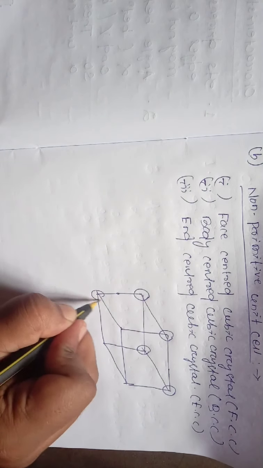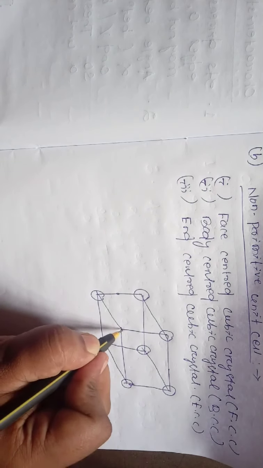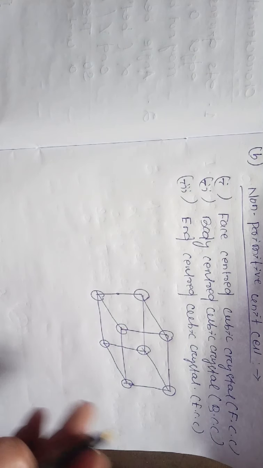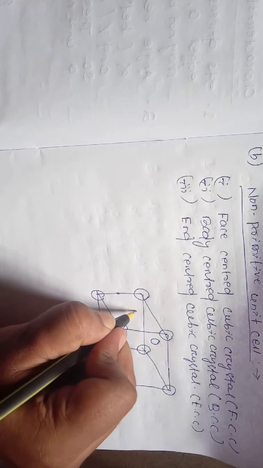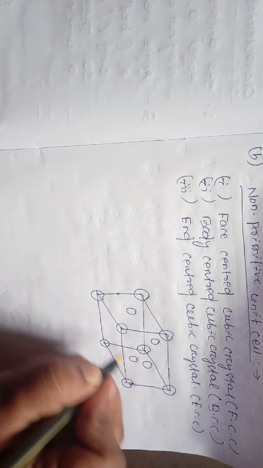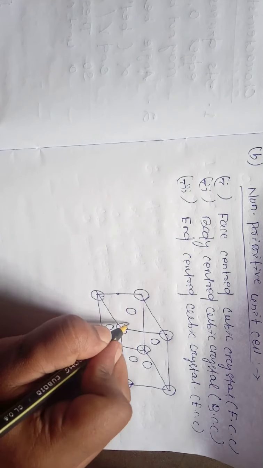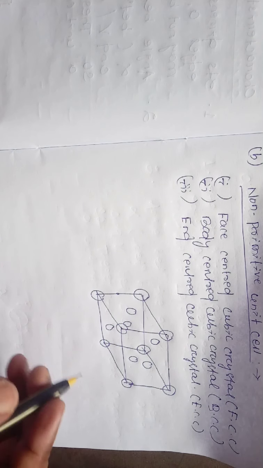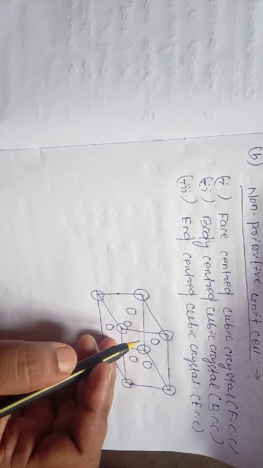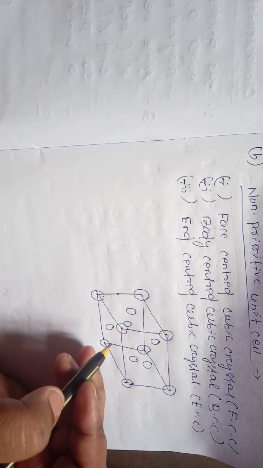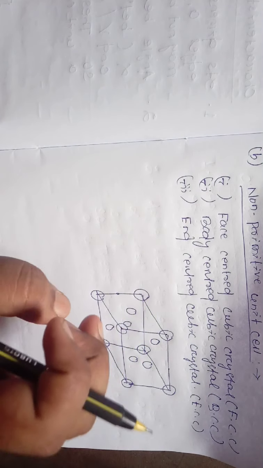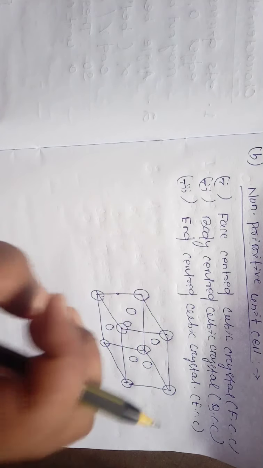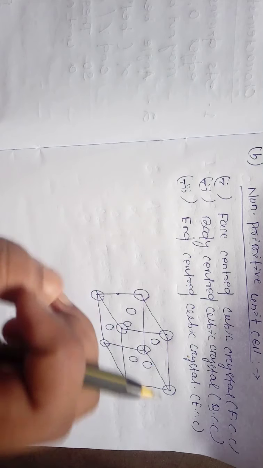The particles are present at the 8 corners of the unit cell as well as the 6 faces of the unit cell. Here is the one face, this is the second, this is the third, this is the fourth, this is the fifth, and this is the sixth. So its definition is: the unit cell in which the particles are present both in corners as well as the center of the 6 faces of the unit cell is called FCC.